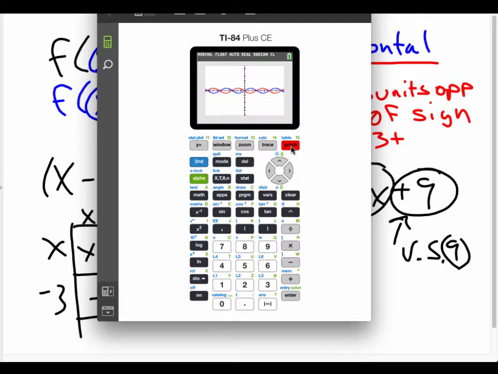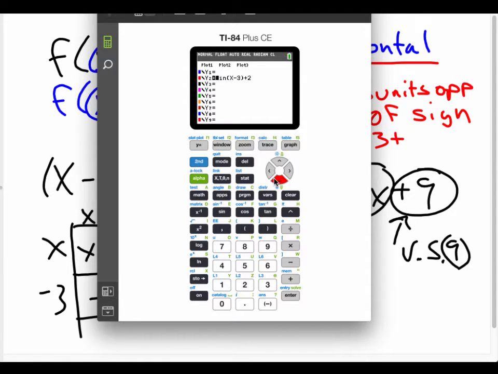So now let's expand this a little bit more. What happens if I come in here and I say plus 2? Now what will that do? It'll go up 2. So I'm going to shift it over 3 units to the right and then go up 2. Let's see. Is that right? Yep.